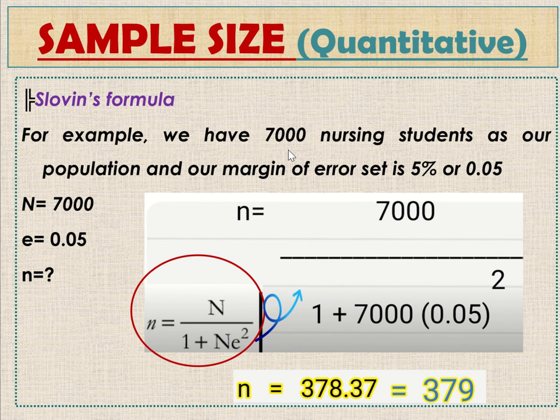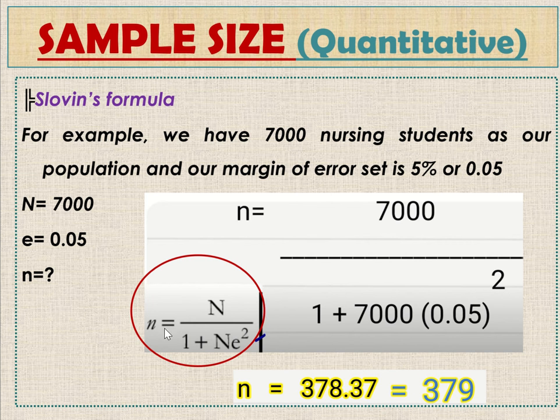So for the Slovin's formula example natin, ito siya. So let's have an example on how you can compute using the Slovin's formula. We have 7,000 nursing students as our population, and our margin of error is set at 5% or 0.05. Again, ang ating population is 7,000 nursing students. The margin of error set is 5% or in decimal, it is 0.05. So compute for the sample size.